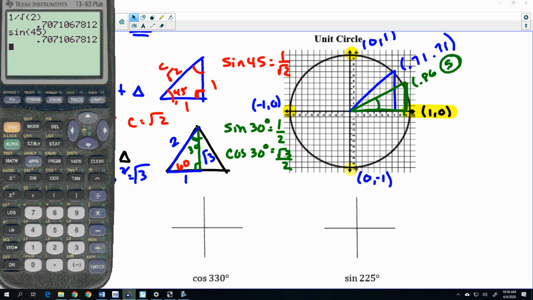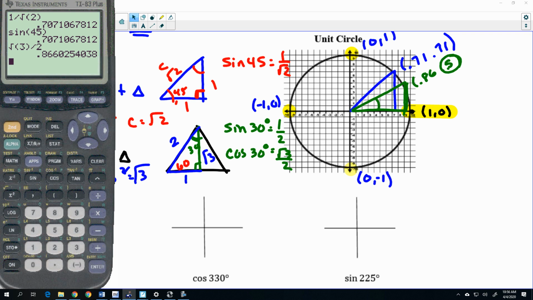So let's go ahead and call up the calculator. Again, I'm doing the square root of 3, and I'm dividing it by 2. And I get 0.8667, and that's very close to my approximation on my unit circle, and it's exactly the square root of 3 over 2. So that's why we call these exact values versus the approximate on my circle.